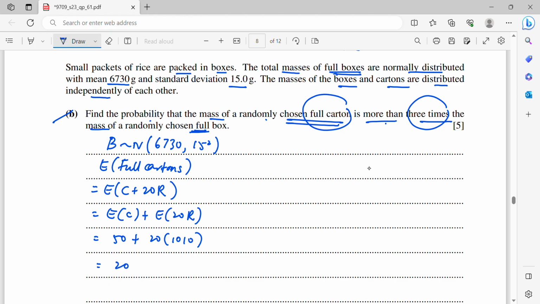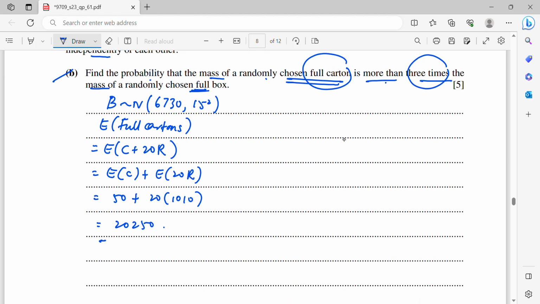Then you will be getting 20250. So from here, I will say that full carton is FC. Alright, let's say full carton, I define first. Let full cartons be FC.